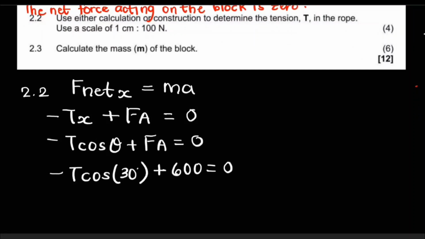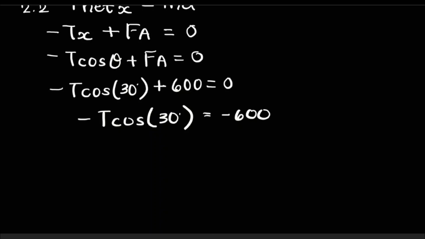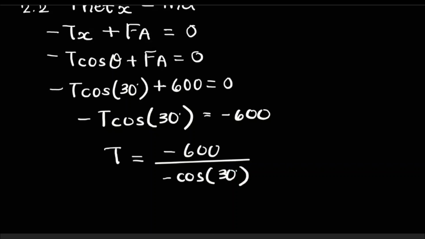So here's our substitution. We have negative T cos 30 plus 600. So to work towards getting T as the subject of the formula, let us take the 600 over to the right-hand side. It's going to be negative 600. And the last thing that we can do to get T alone is we can divide both sides by what we don't need on the left. So actually what we don't need here is the negative and the cos 30. So we have T is equal to negative 600 over negative cos 30 degrees.